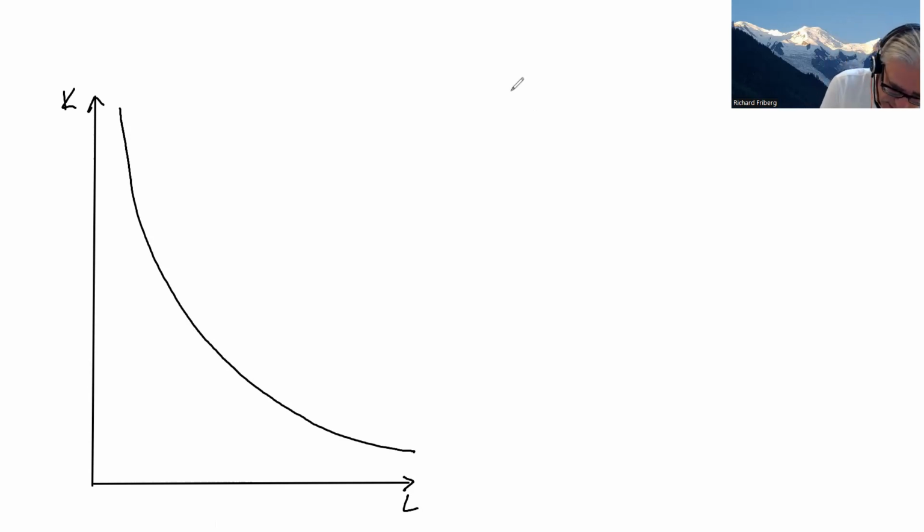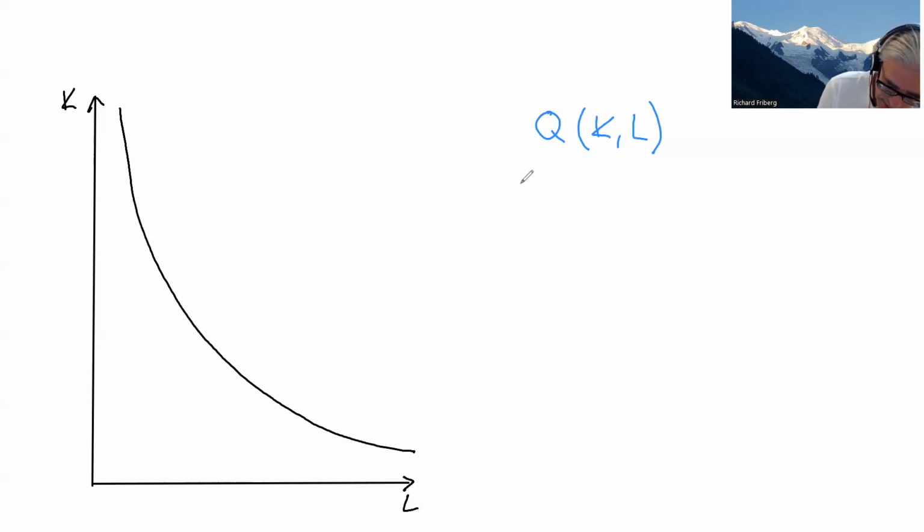So let's look here. What are we looking at? Well, we can think our starting point is a production function, right? So how much output, how many units of bread we're producing, and how that depends on how much capital we're using and how much labor we're using.